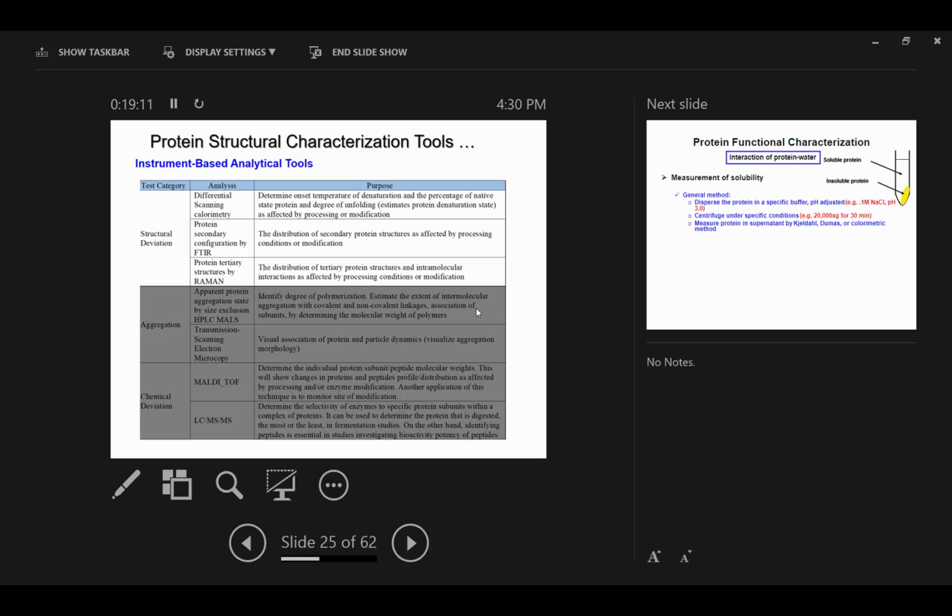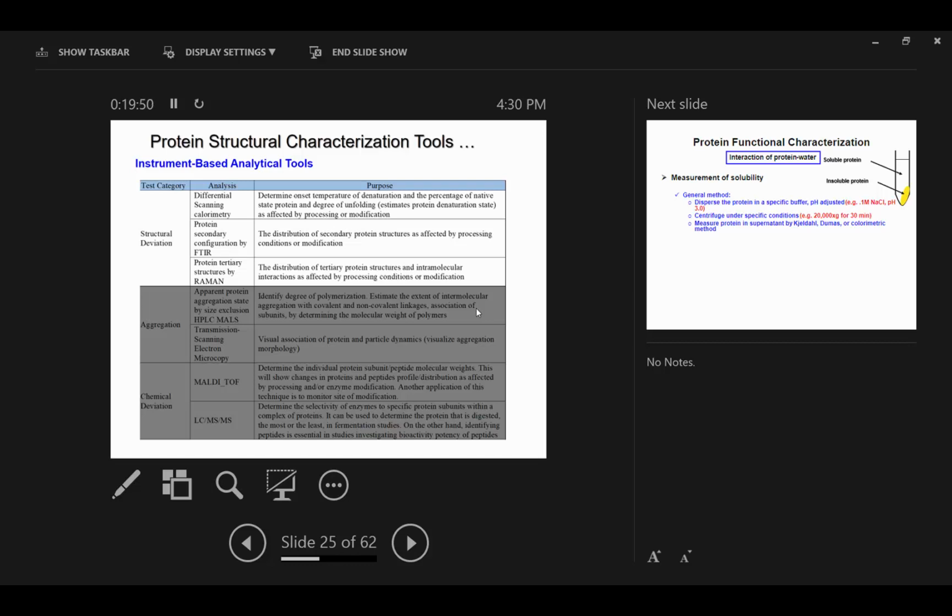detecting non-specifically. So with size exclusion, from what you remember from food analysis, you are separating based on size. So if you have dimer, trimer, large polymers, and monomers, you can separate them by HPLC and determine the extent of aggregation that you have in your system. You can look at morphology using different forms of microscopy. One is transmission or scanning electron microscopy, looking at how the aggregates look or where they are located.